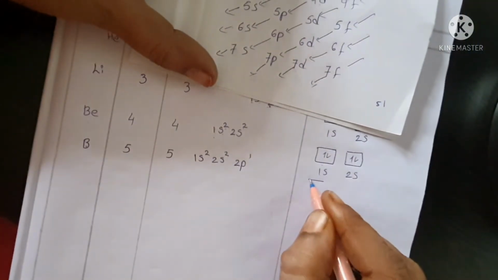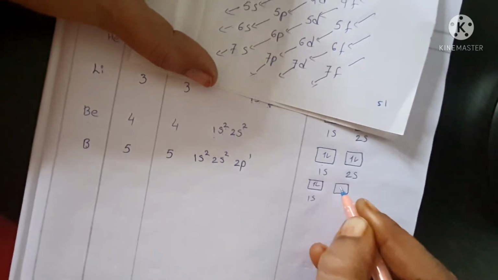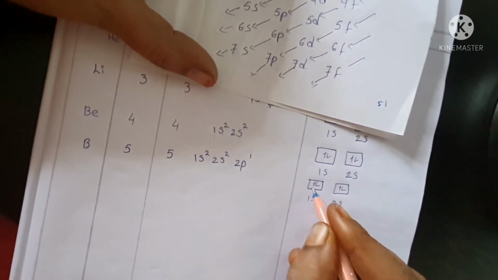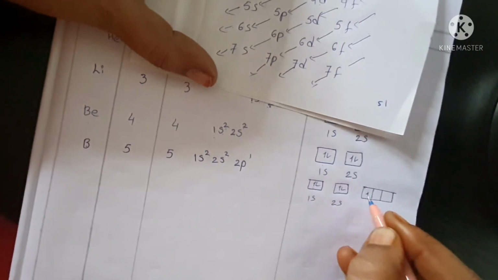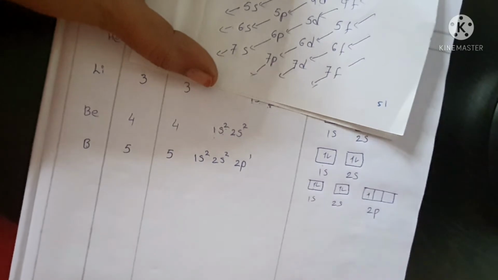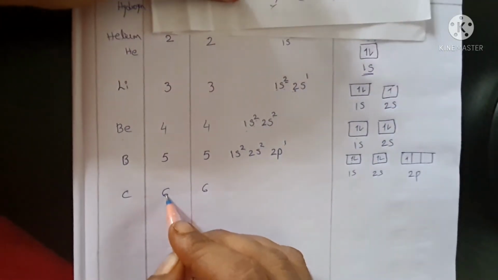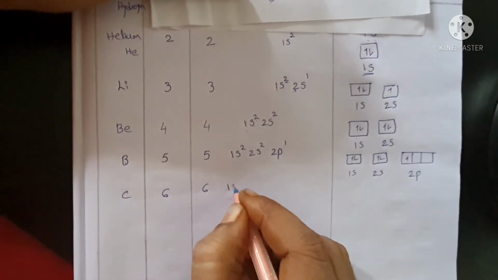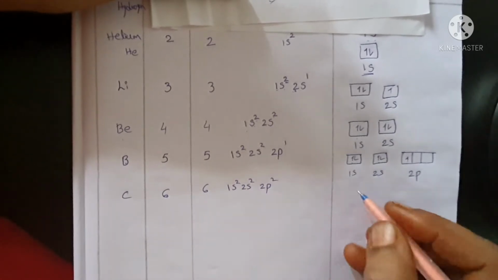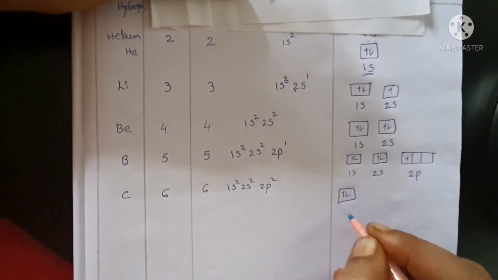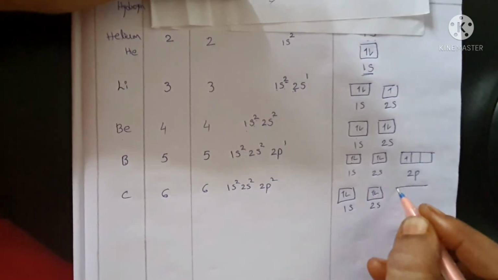The next coming electron enters into the 2p. 2s2, 2 plus 2 is 4, and then entering into the p level. This is 2p. And next carbon, atomic number 6, number of electrons 6. So 1s2, 2s2, 2p2. The schematic representation is 1s2, 2s2 and 2p2.